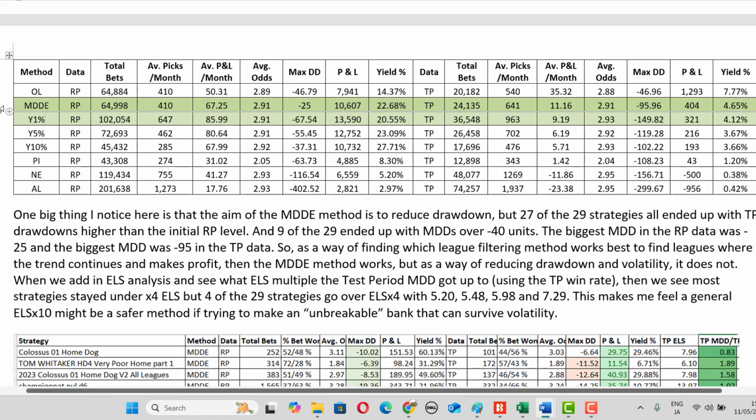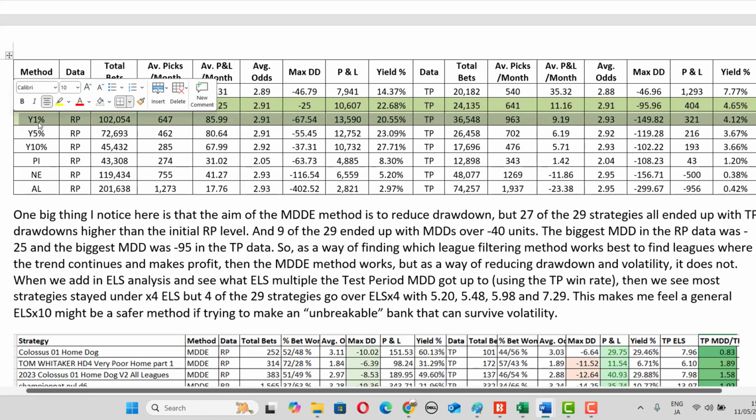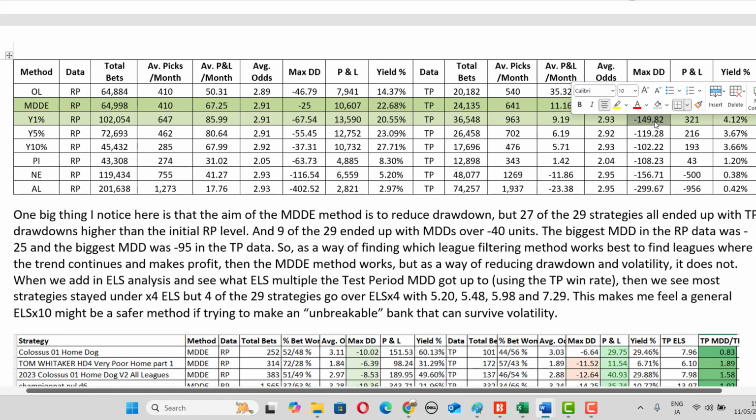results here for now. So clearly the MDDE method worked very well, and also just using all the leagues that have a yield of 1% or more also did quite well. But one major difference between those two, as we can see, is the drawdown. So the MDDE method managed to reduce drawdowns compared to just using all leagues with positive yields of 1% or more. It's nice to see that the yielding one also managed to keep a yield of 4% or more, had a healthy number of bets.